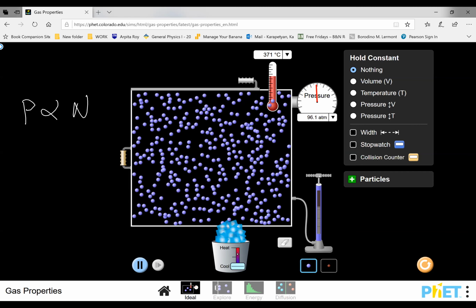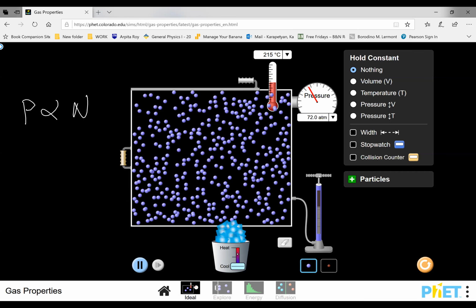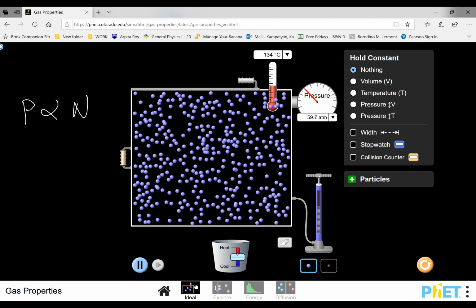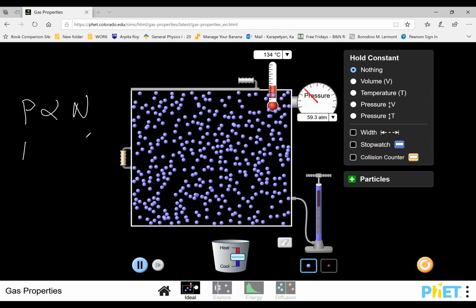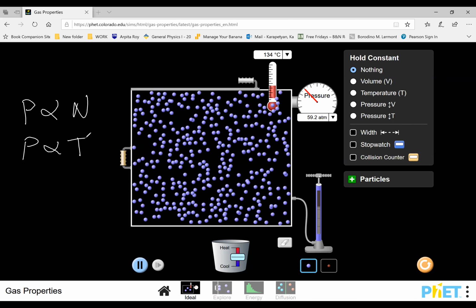Now if temperature decreases, I put it in a cold plate, like an ice bath, the pressure decreases. That means what we get here is pressure proportional to the temperature. Because I increase temperature, pressure increases. I decrease temperature, I decrease pressure. All right, so what else can I do?